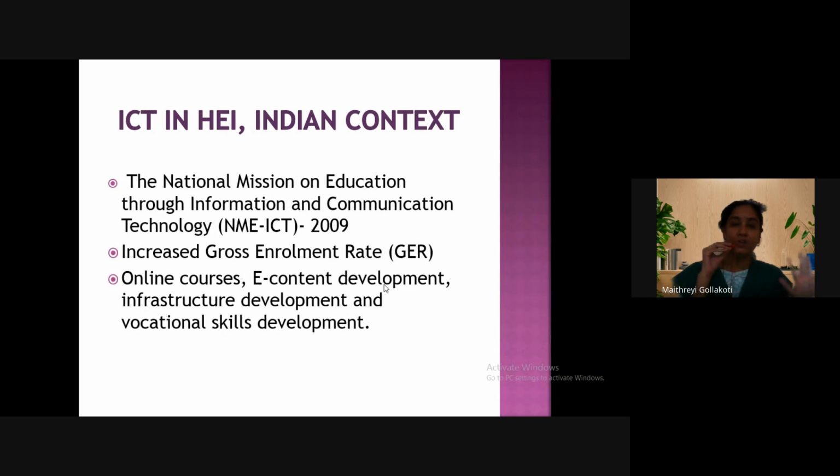Because of this, the government was so encouraged that they started online courses, started making e-content, started strengthening the infrastructure of educational institutions, and even started using ICT tools for developing vocational skills in our Indian students. So the government has taken a very keen interest in developing ICT tools in India because the government wants to make India digital India. So next, please.